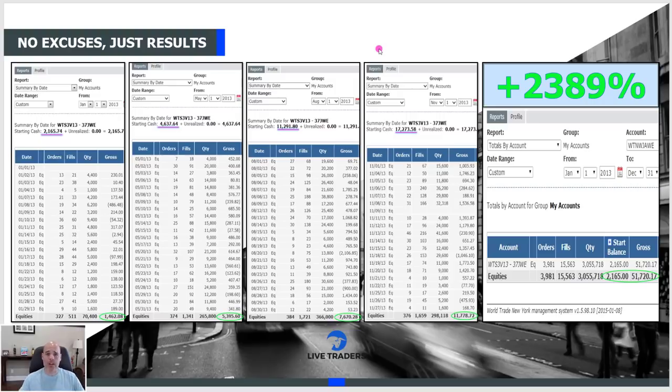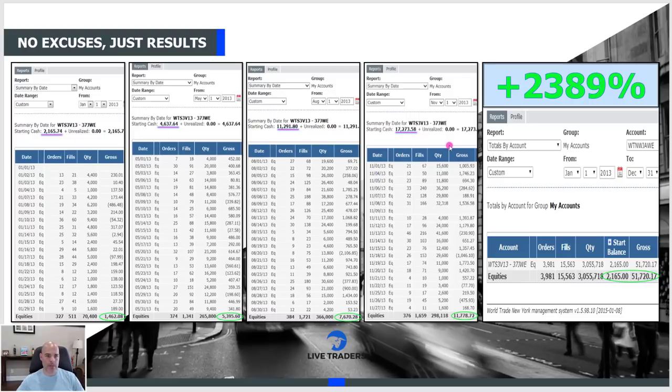I took $2,000 and turned it into 50. Don't tell me it can't be done. So that means you can take $10,000 and turn it into what? $250,000, right? Yeah, you should be able to if you're a good trader. Most people with small accounts are not good traders. That's why they have small accounts, okay?